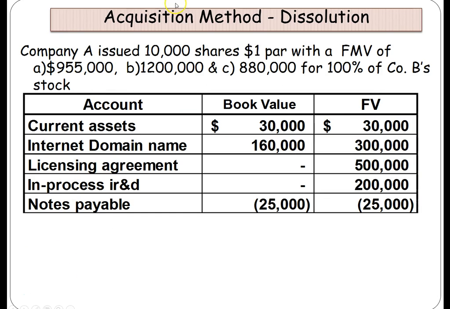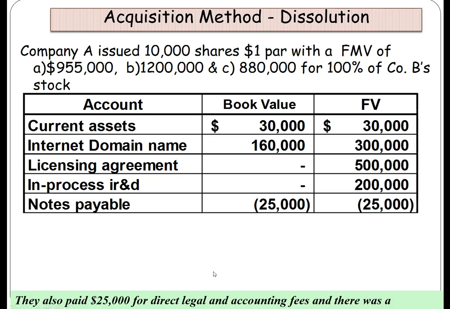So now let's take a look at an example. We have Company A. They issued 10,000 shares of $1 par with a fair market value, and we're assuming that in the first case it's $955,000, then $1.2 million, and then $880,000 for 100% of Company B's stock. So when we look at this, this is their book value, and we can see that they have some undervalued assets.